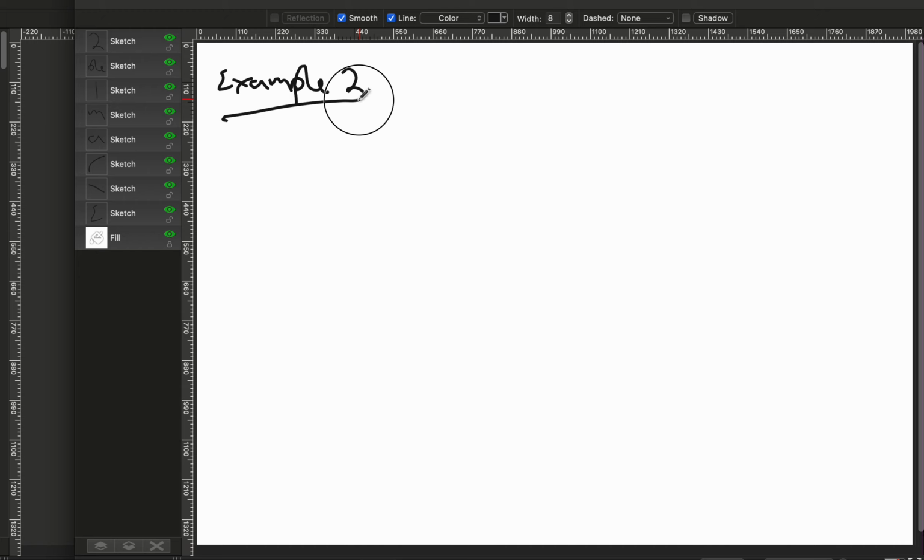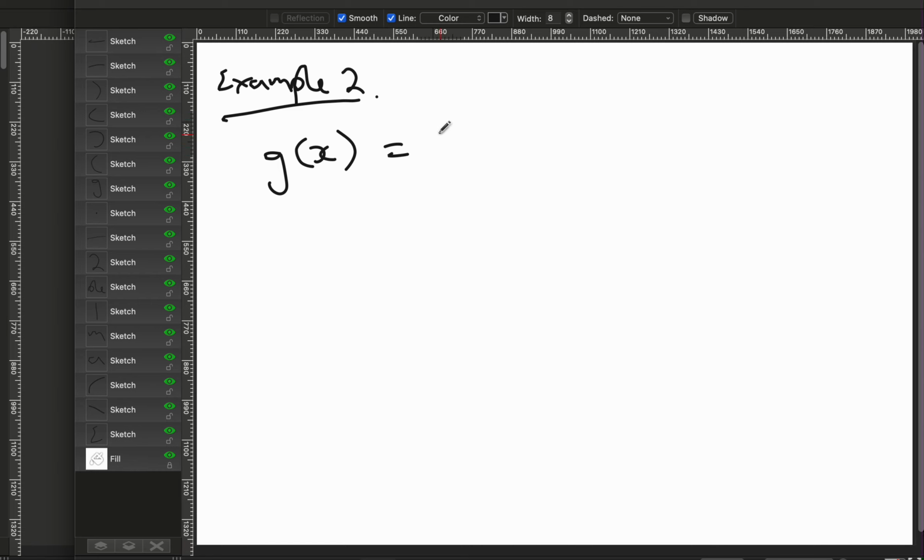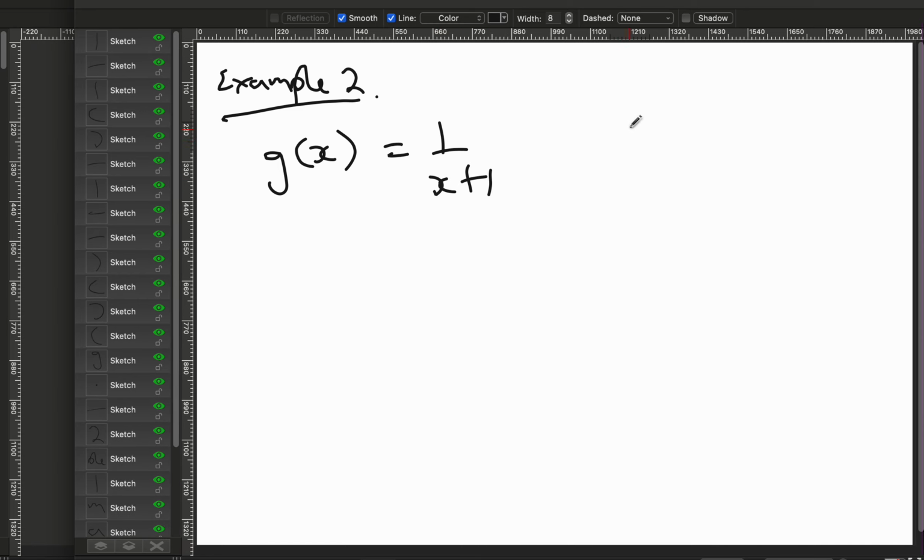For our second example now, let's have g of x being said to be equal to 1 over x plus 1, where x is an element of real numbers, and also x cannot be equal to negative 1. Because if x is negative 1, negative 1 plus 1 is going to give me 0, which makes this an invalid function, because I'll be having 1 divided by 0, which is an undefined solution, right?